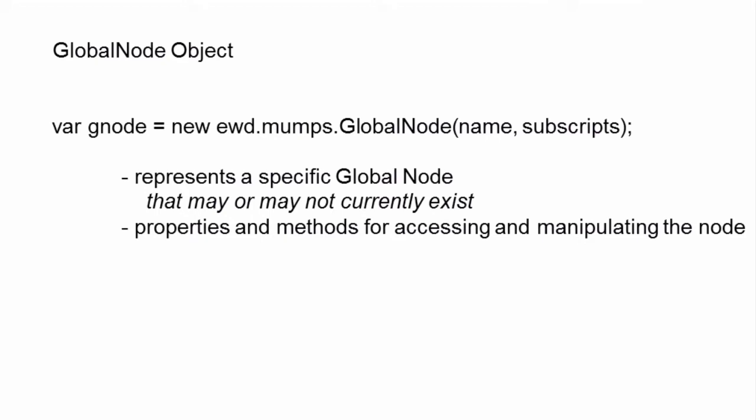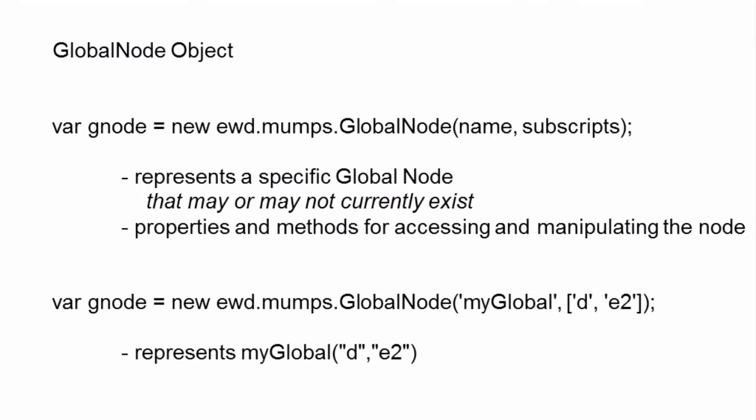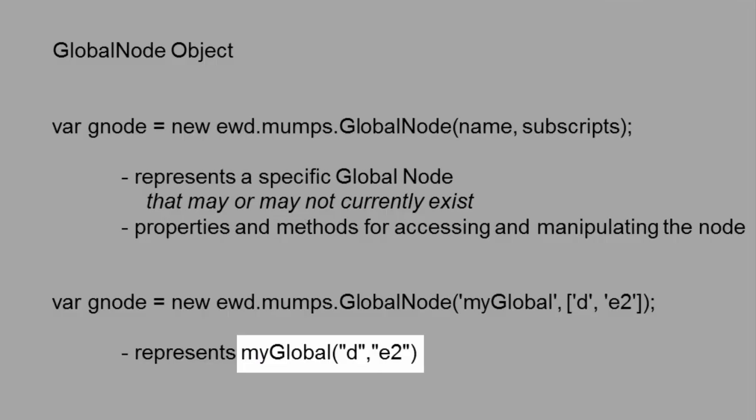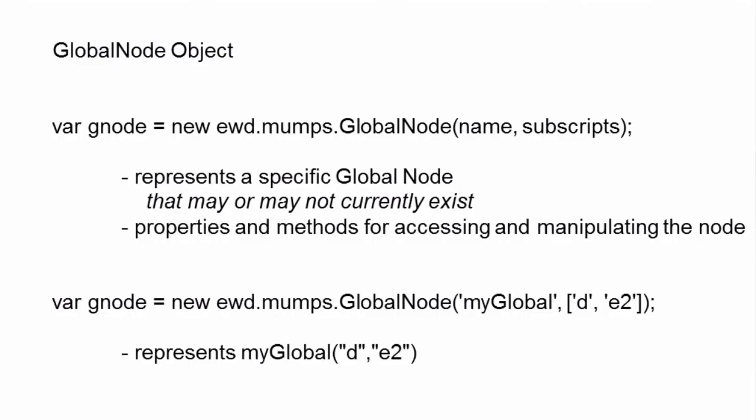Instead, what it does is provide you with an object that provides a set of properties and methods for accessing and manipulating the specified global node. So in this example here, we're instantiating a global node object that represents this physical global node and provides us with a set of properties and methods with which we can do things with that global node. So what kind of things can we do with the global node?